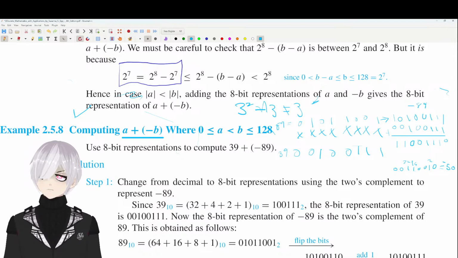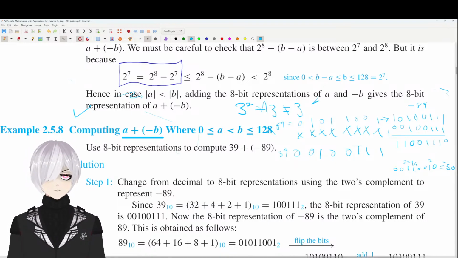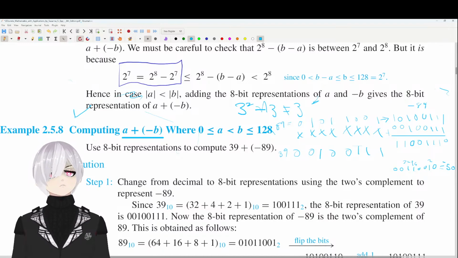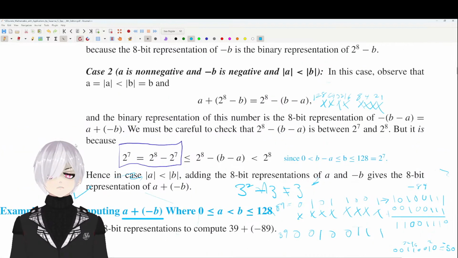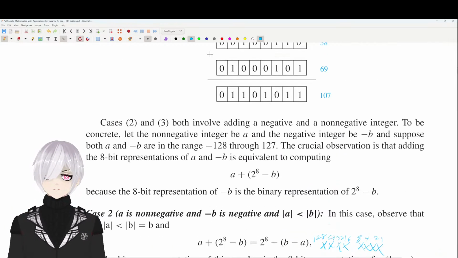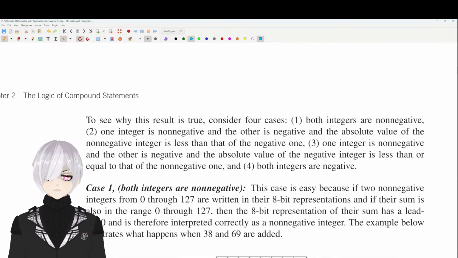And these are going to be useful. They can be convenient for doing arithmetic more easily, and they can also provide a convenient way of representing negative integers.